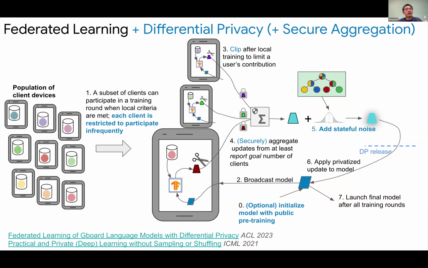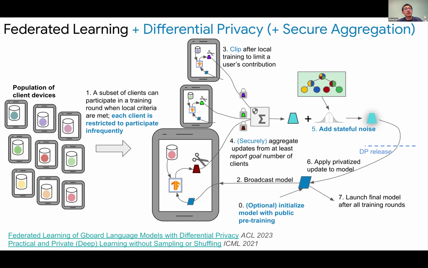So here I show the system we use. It can be a complicated system. Let's walk through it step by step. The black words and the process there is basically what we have for cross-device federated learning.